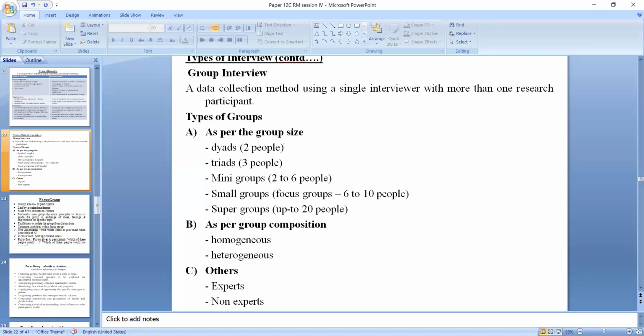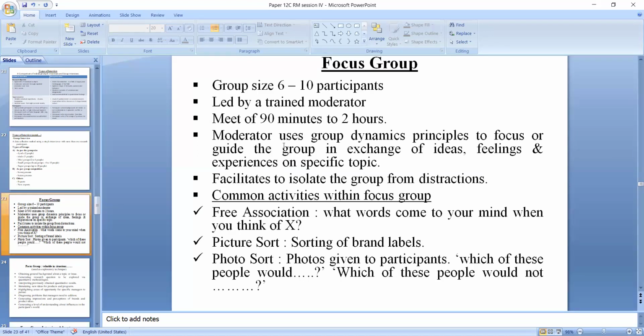Now, as per group composition, it can be homogeneous group, it can be heterogeneous group. Only team members are there, but their leaders are not in the group. Then homogeneous, heterogeneous, team members and their boss, or cross-functional team members, any kind of heterogeneous. Other interviews, experts interviews, non-experts interviews. So, as focus group, that is group interview, as we say, is these days more popularly known.